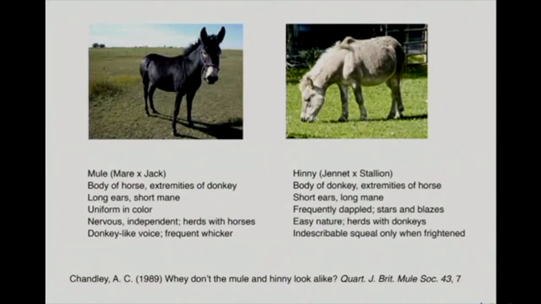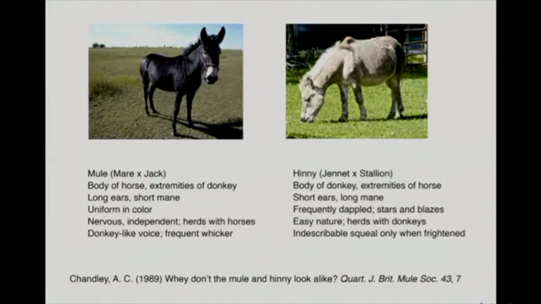So this animal has the body of a horse, extremities of a donkey, has long ears and a short mane. It's uniform in color. It's nervous, independent, and will almost always herd with horses given the choice. And has a donkey-like voice and frequently whickers. That's a sound that horses also make. The hinny looks very different.